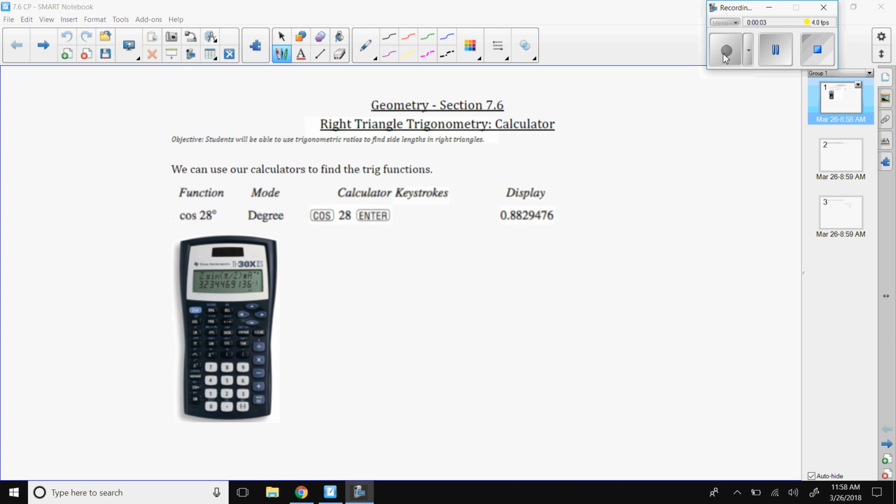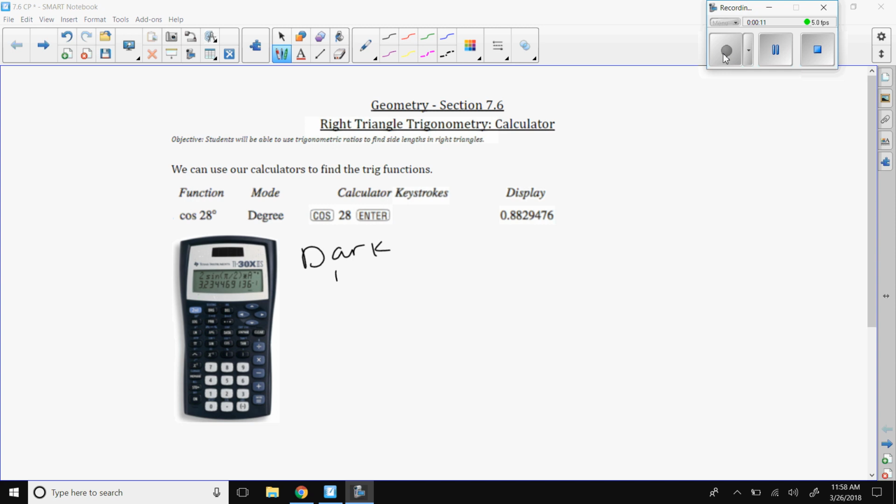Okay, so using the calculator for right angle trig. You are going to have a calculator just like this. These are the dark blue ones. Those ones should work just as this is telling you here. You want to hit the button cosine, which you're going to find right about there, 28, and then enter.